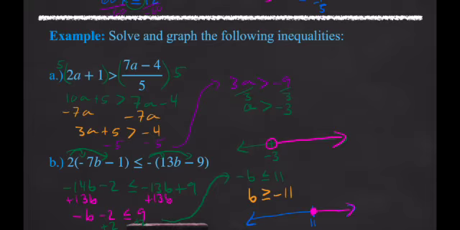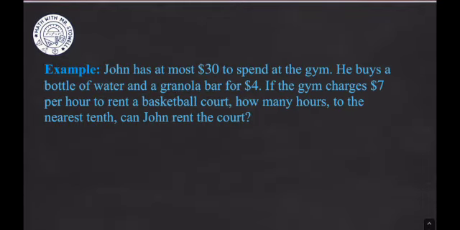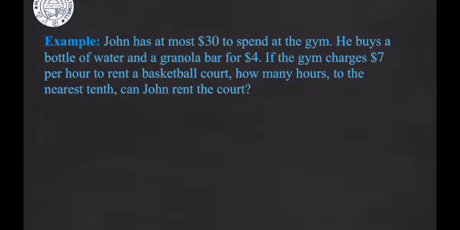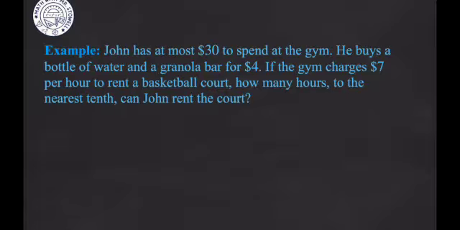Okay, from here, we have a word problem that we are going to work out. We are told that John has at most $30 to spend. No more than $30 to spend at the gym. He buys a bottle of water and a granola bar for $4. If the gym charges $7 per hour to rent the basketball court, how many hours to the nearest tenth can John rent the court? Okay, so we know that John only has $30 to spend.